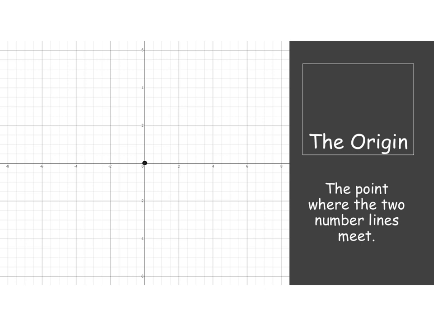So the origin is the point right in the center, where the two number lines meet. They only meet in one place, and it is right here, and the origin is the name we give to that point where the two number lines meet.